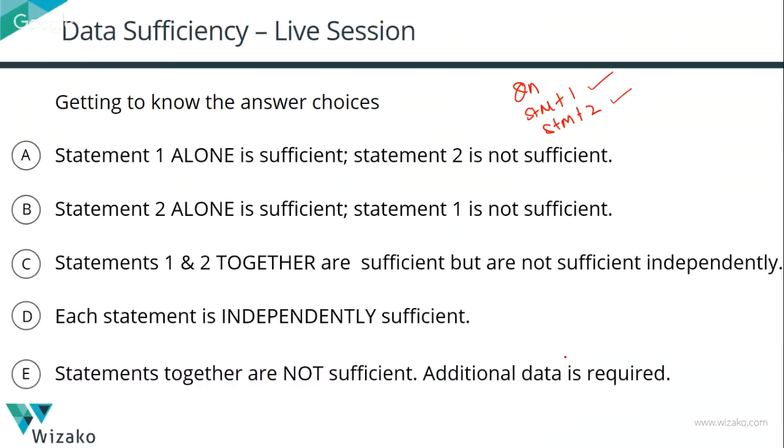So quick recap: statement 1 alone sufficient, 2 not, then it is A. 2 alone sufficient, 1 is not, then it is B. Together they are sufficient, then it is C. It is D. And finally, if it's not sufficient, then it is E.